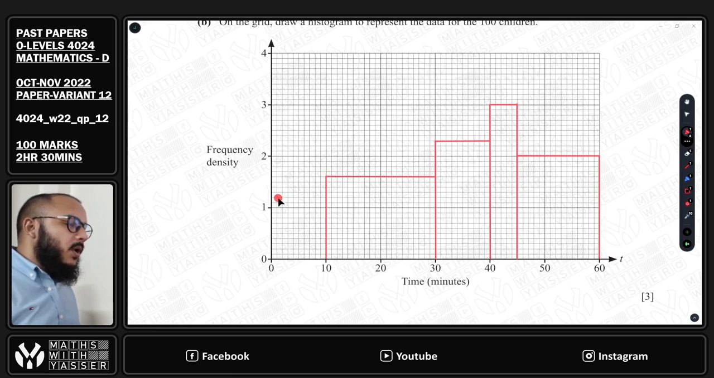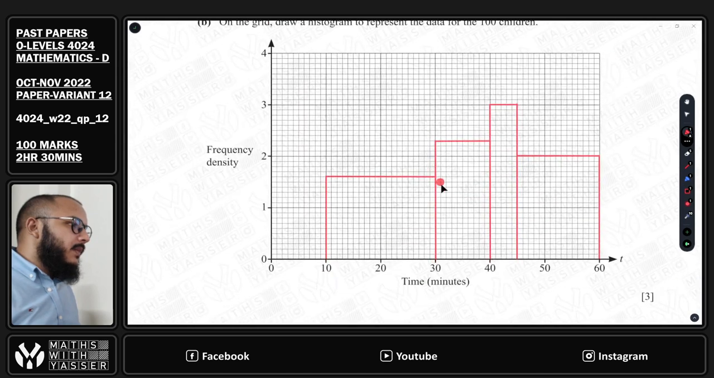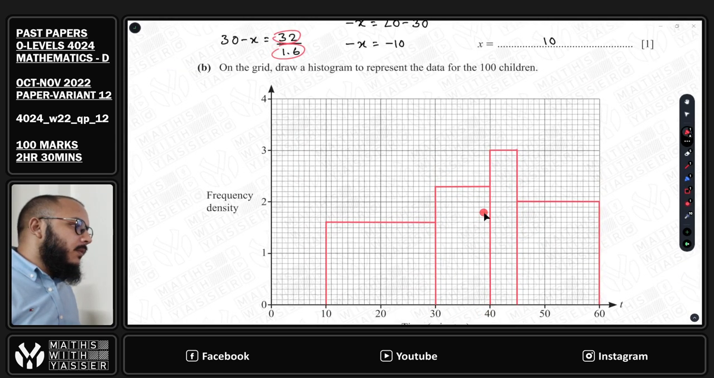Each of these boxes along the y-axis is 0.1. So 1.1, 1.2, 1.3, 1.4, 1.5, and 1.6. So between 30 to 40, we have 2.3 as the frequency density. So this should be 2.3 between 30 to 40.